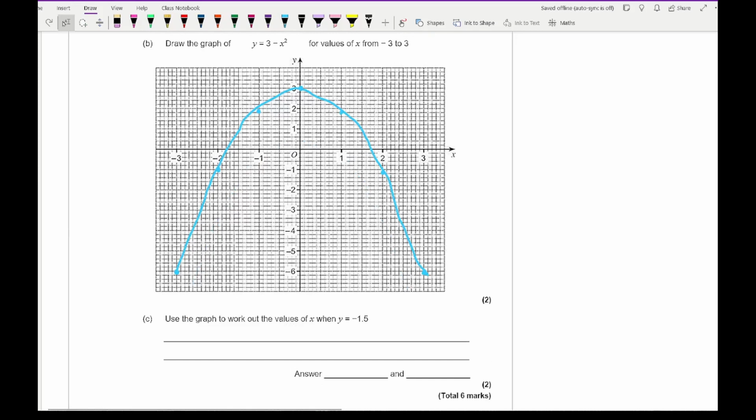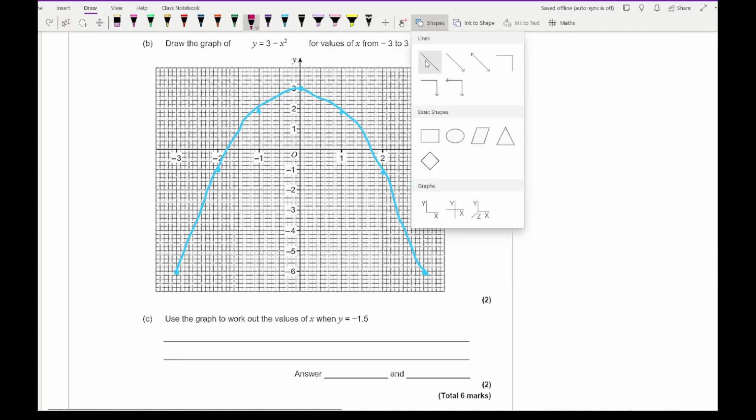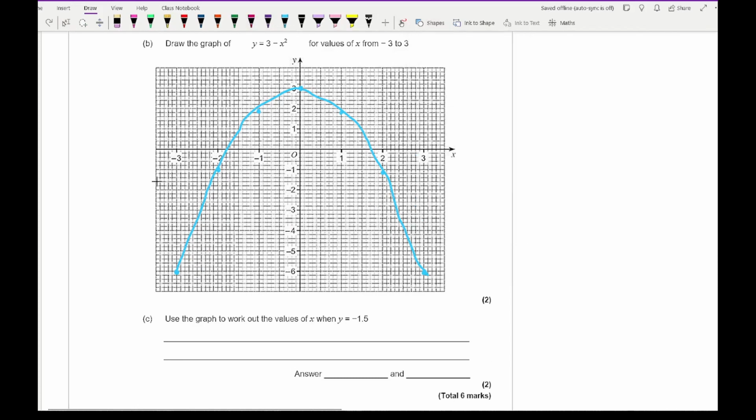Now the next part then, part C, says use the graph to work out the values of x when y equals minus 1.5. So what I need to do here is draw a horizontal line at minus 1.5 and do the very best that I can of it. And let me just trace that up like so. And again, the answers are going to be the x ordinates of the intersection points. So if I just highlight that there and this one here.